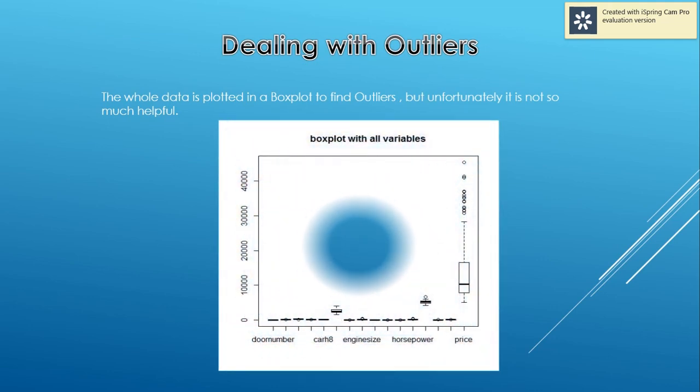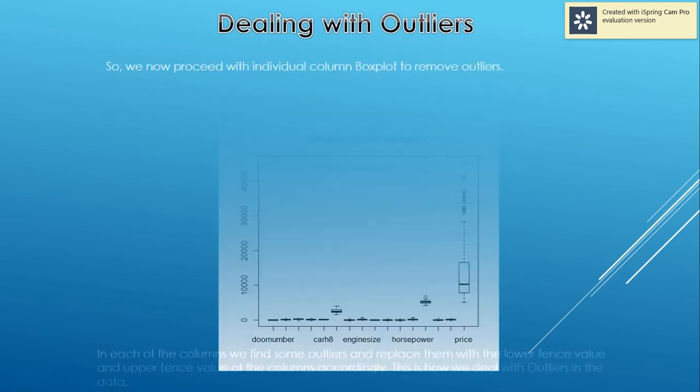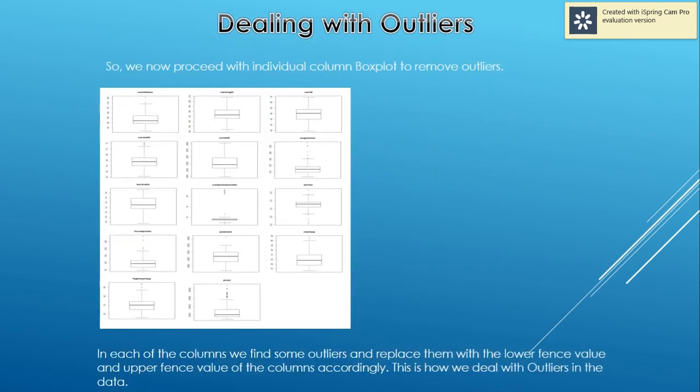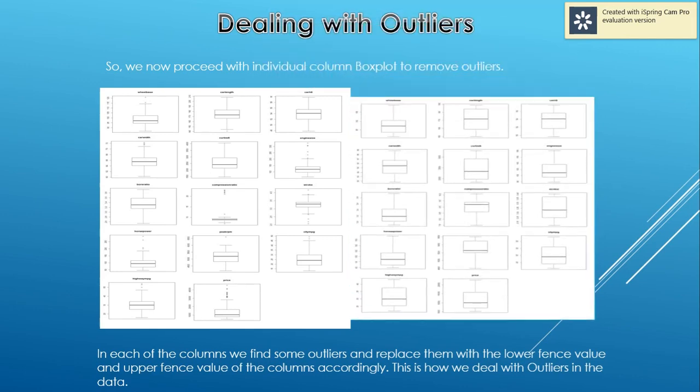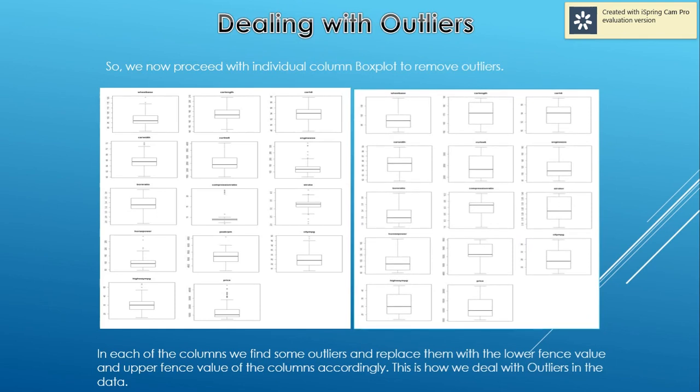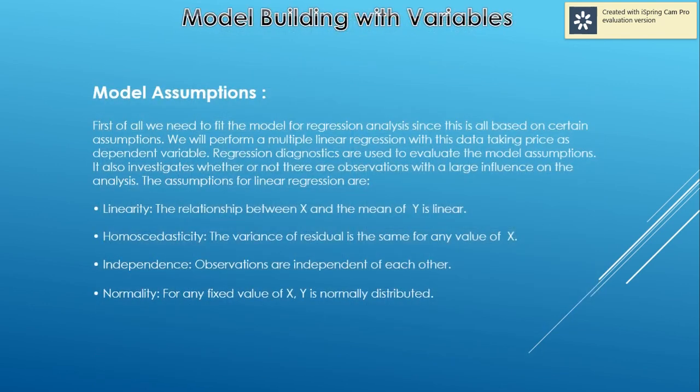The whole data is plotted in a box plot to find outliers, and the box plot looks like this. We can see clearly that price is showing outliers, but the others are not clear. So in that case, we have to plot individual box plots. The individual box plots look like this, and we can see that there are a lot of outliers present in our data. In each of the columns, we find some outliers and replace them with the lower fence value and upper fence value of the columns accordingly. And we can see our new data has no outliers in it.